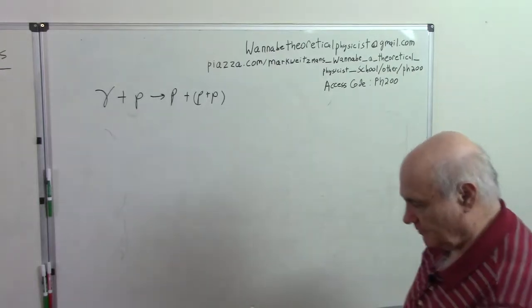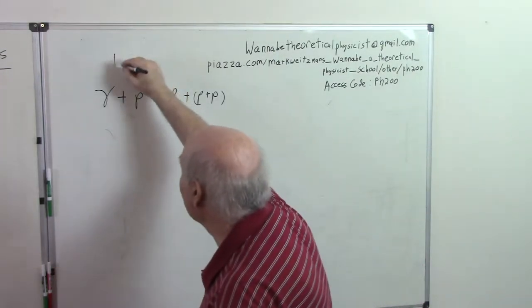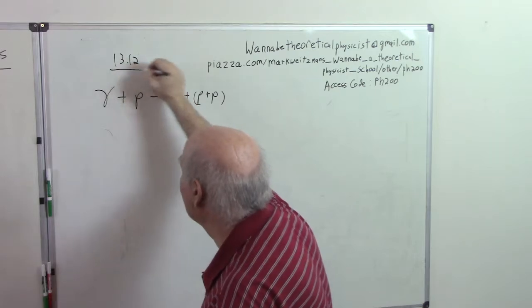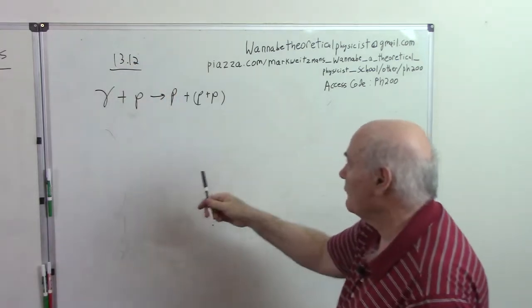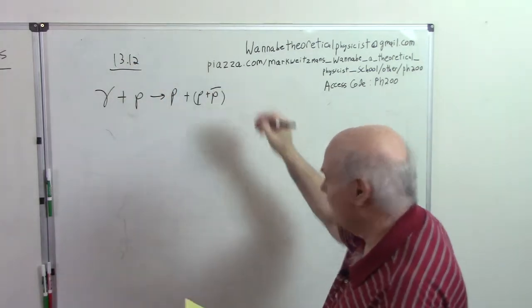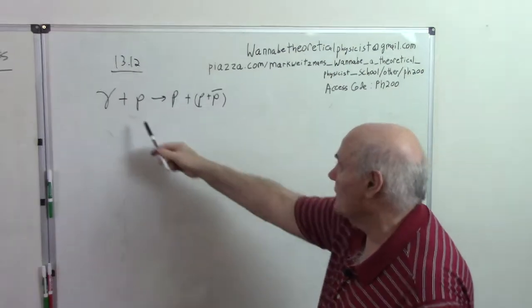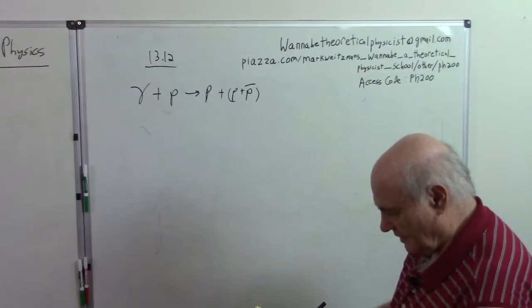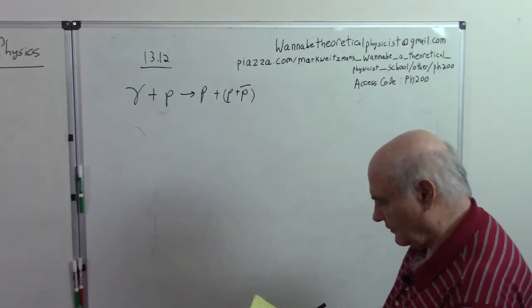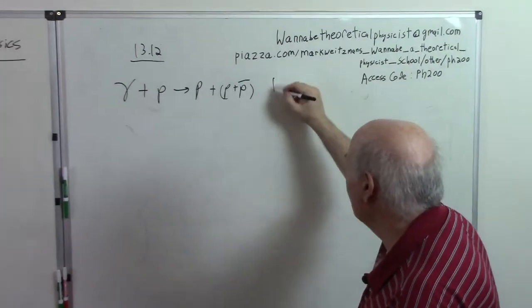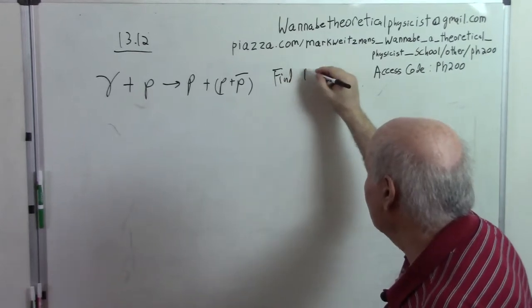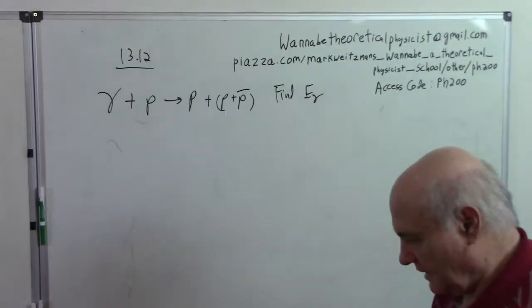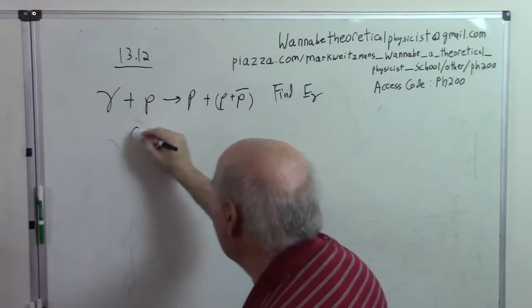Okay, so the final problem we have, this is actually 13.12, is now we're going to try and make a proton-antiproton pair using photons. We're going to shoot a photon at a proton. So we want to find the minimum energy, that E gamma. Find E gamma.